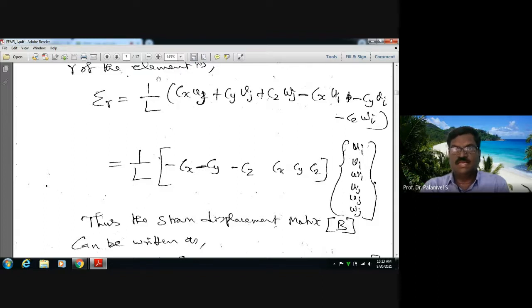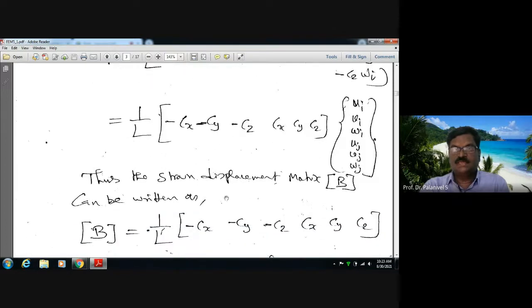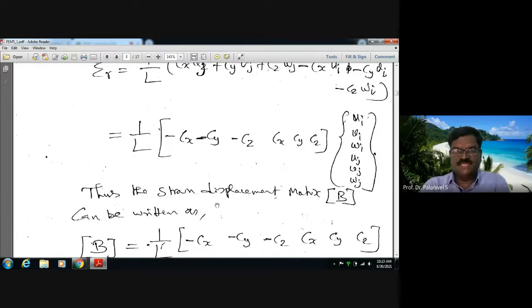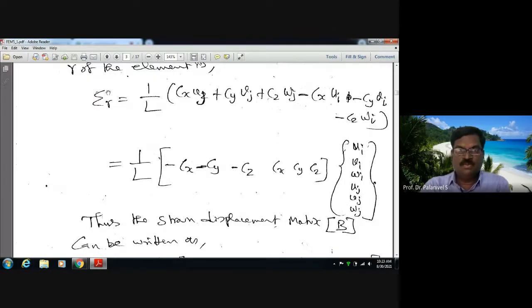I will be getting this equation only: the axial strain in the axis of the member R is written this way in the matrix form. Thus the strain displacement matrix B can be written as follows. Now please see here. This relates strain in the element with nodal degrees of freedom. Which matrix relates the strain in the element with nodal degrees of freedom?